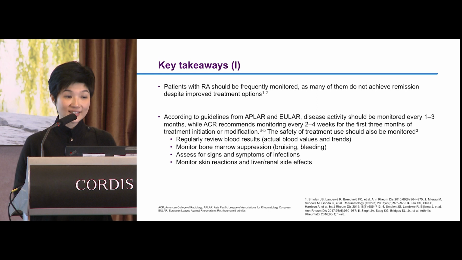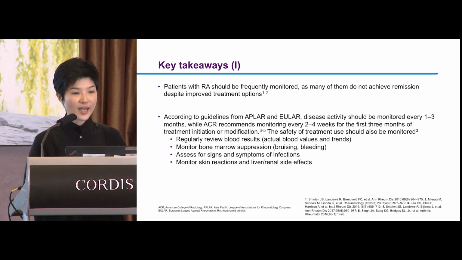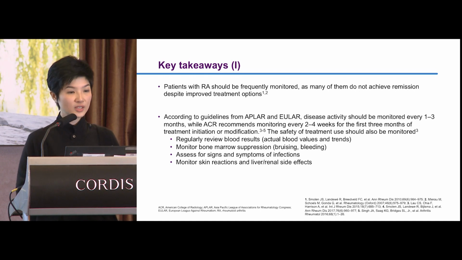So we come to the end of this section. So I will give you the key takeaways. Patients with RA should be frequently monitored, and many of them do not achieve remission despite improved treatment options. According to the international guidelines, APLAR and EULAR, disease activity should be monitored every 1 to 3 months, while ACR recommends monitoring every 2 to 4 weeks for the first 3 months of treatment initiation.